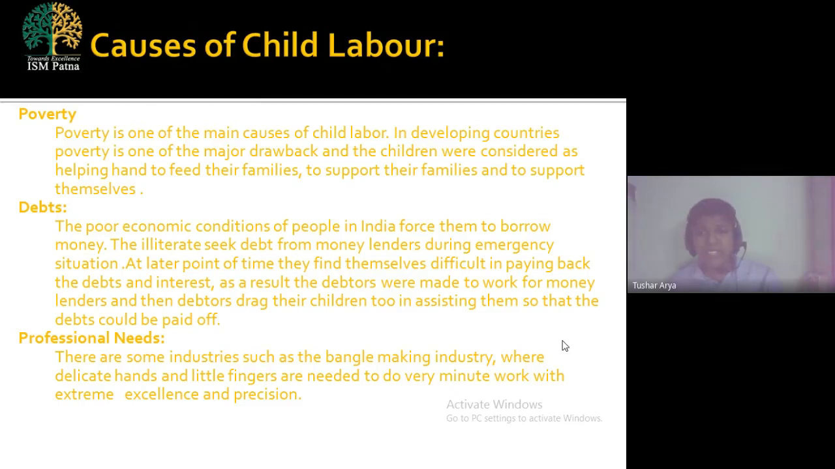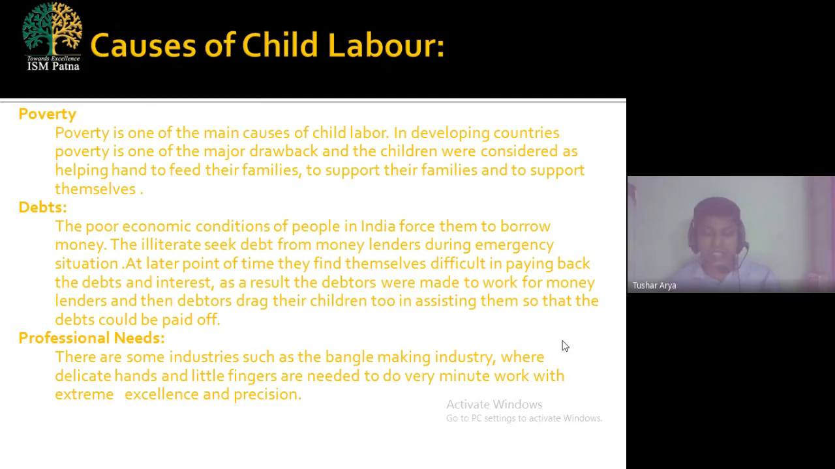Many times you will see that the majority of the cases are from the rural areas. The poor economic condition of people in India forces them to borrow money. The illiterate seek debt from moneylenders during emergency situations. At a later point of time, they find it difficult to pay back the debts, which can be taken very easily from the moneylenders, the unauthorized moneylenders, like sahukars, and they charge a very heavy interest on it.